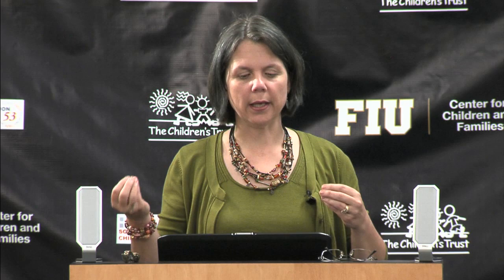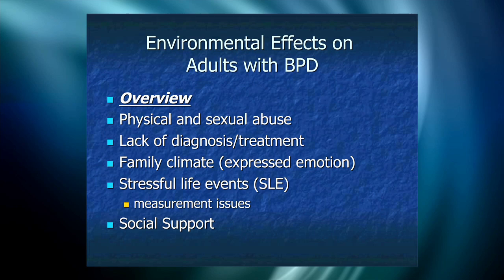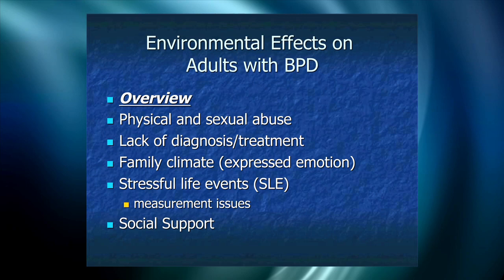So when we talk about psychosocial impact, we're really thinking more about that onset and course rather than the actual cause or etiology. So under environmental effects for adults with bipolar disorder, let me just start with a quick little overview, and then we're going to hit a variety of domains: physical and sexual abuse, lack of diagnosis and treatment, family climate, stressful life events, and social support.